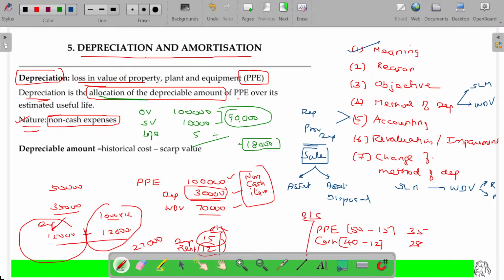It will not have any cash outflow. So that's why it is called a non-cash item. Then you need to understand the difference between depreciation and depreciable amount. Depreciable amount is the difference between the original value minus the scrap value.